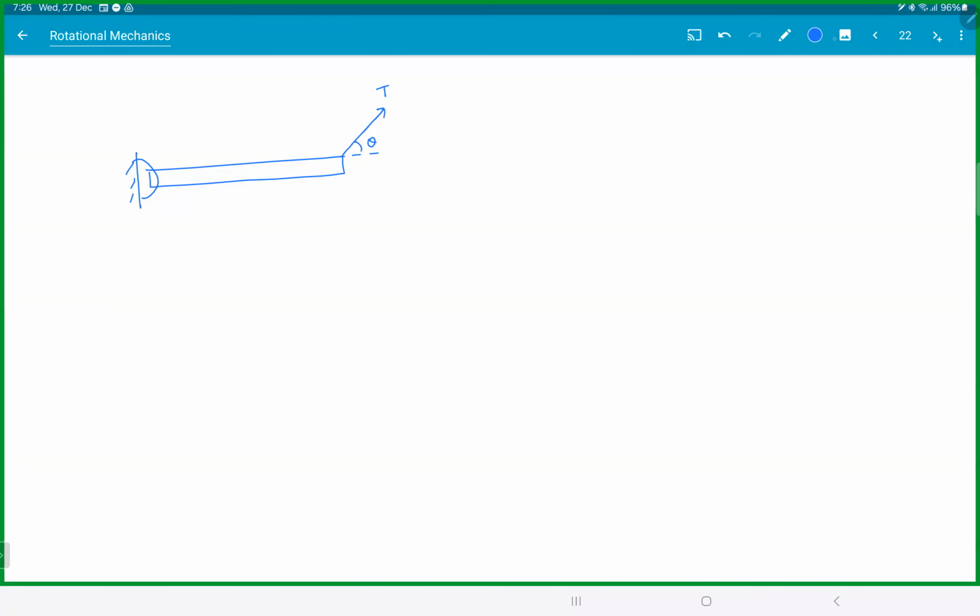Tension, theta, T cos theta, T sin theta, mg, ny, nx. Forces horizontally, T cos theta is equal to nx. Vertically, ny plus T sin theta is mg.